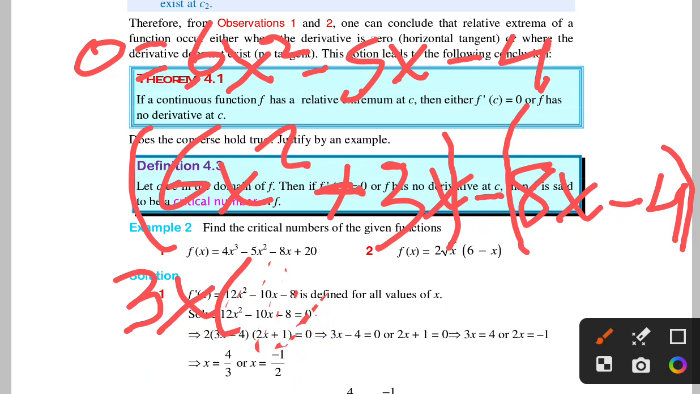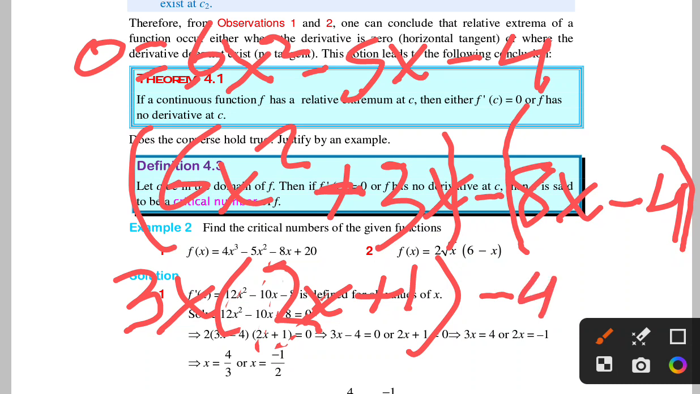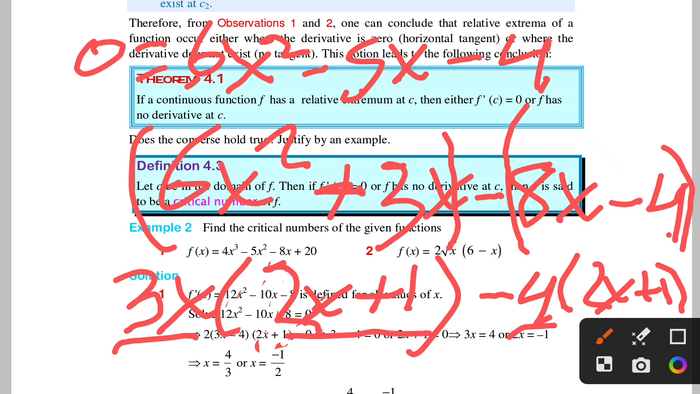2x plus 1. When we take out the common factor minus 4, we get minus 4 and minus 4, then we close our bracket: minus 4 times 2x is minus 8x, minus 4 times 1 is minus 4. We got it.